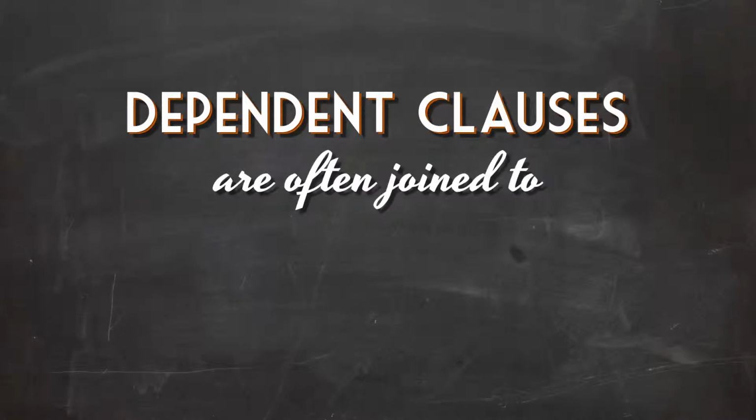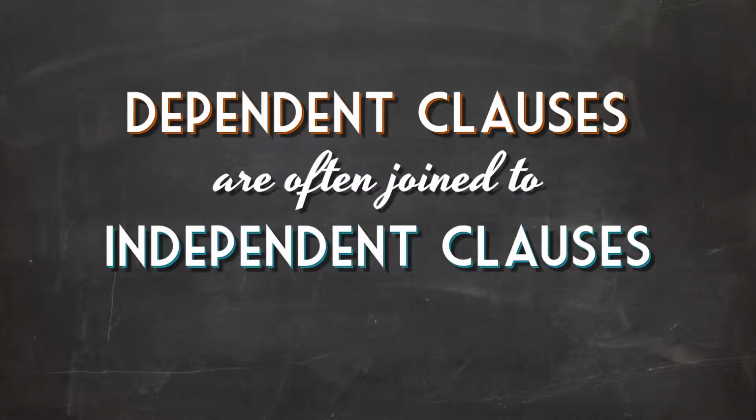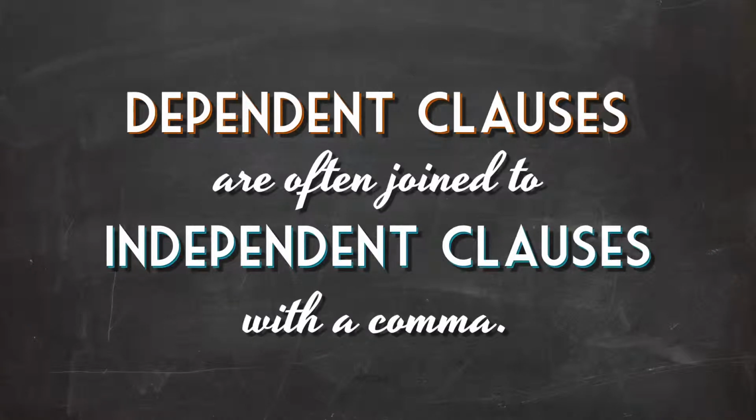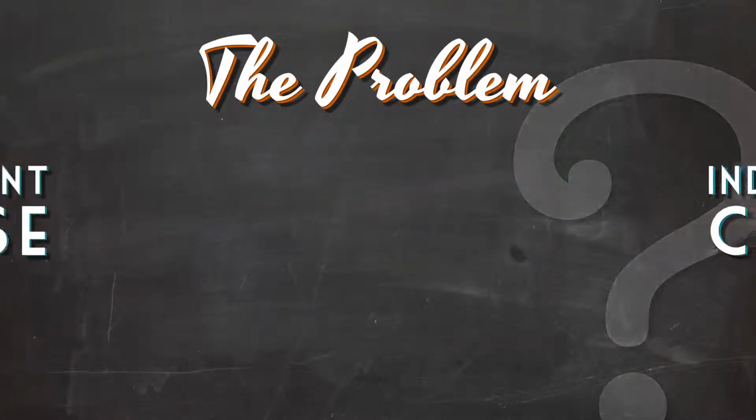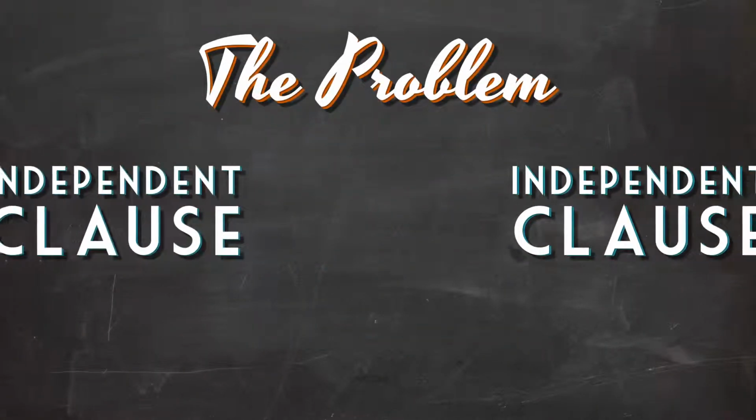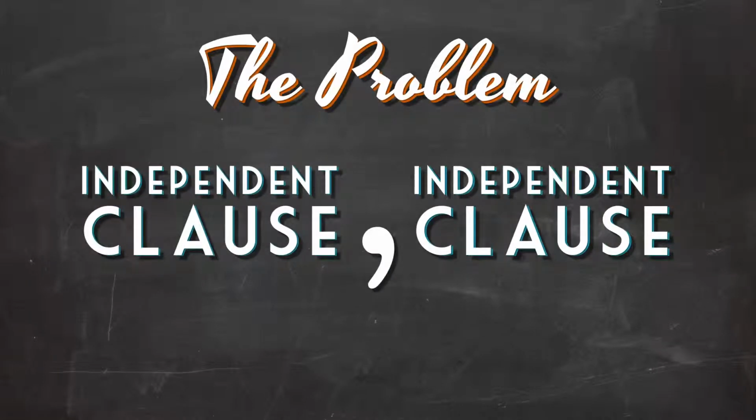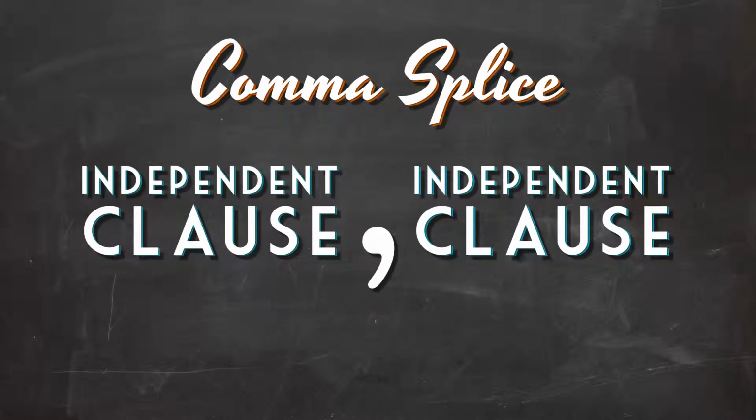As you can see, dependent clauses are often, although not always, joined to independent clauses with a comma. This is a perfectly good sentence construction, so you need to be sure you can recognize a dependent clause so you don't mistake it for a comma splice. The problem occurs when a writer fuses two independent clauses together with a comma. The result is a comma splice.